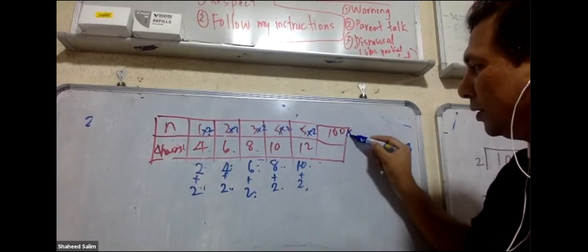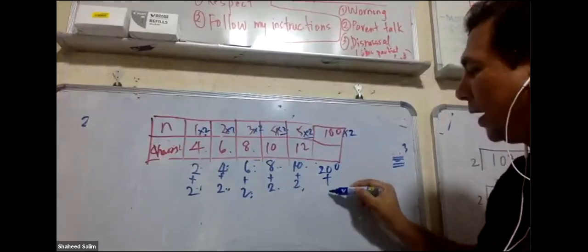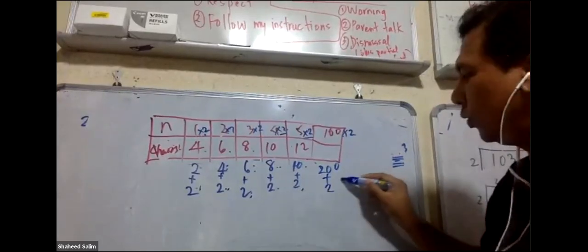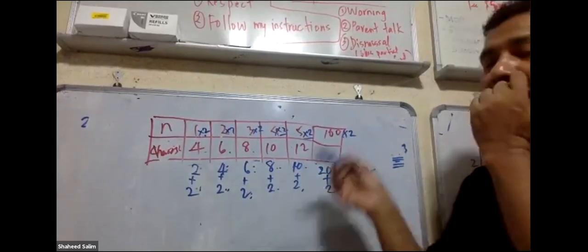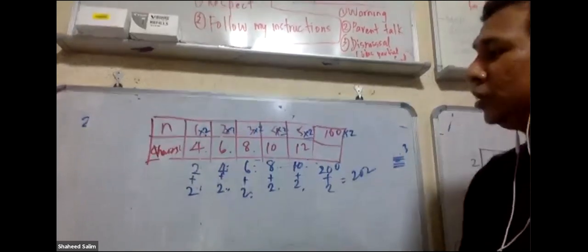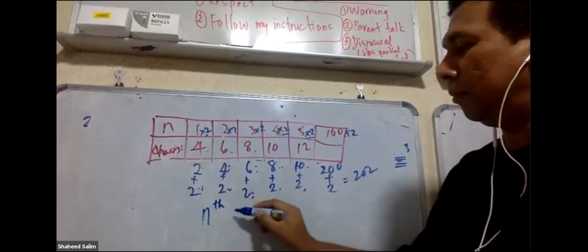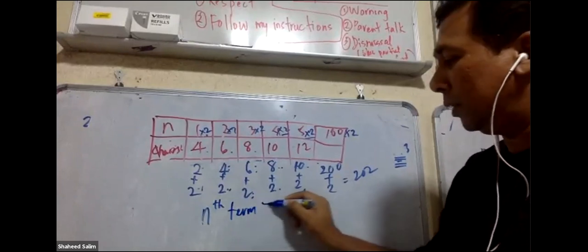100 times 2, I get 200. And then I have to plus a 2, 202. So now the question didn't ask you for the 100. They ask you, what is the N term? Not a national anthem, N term.